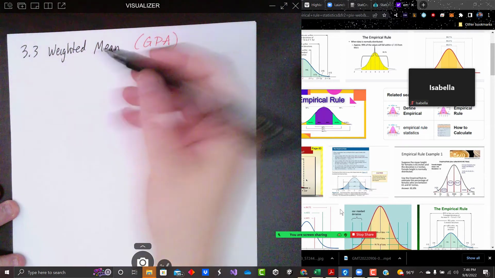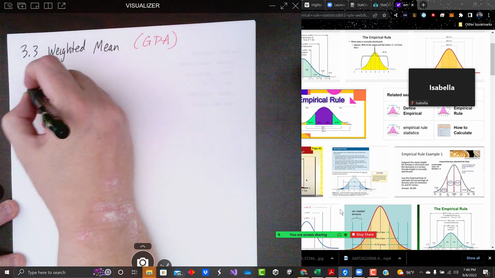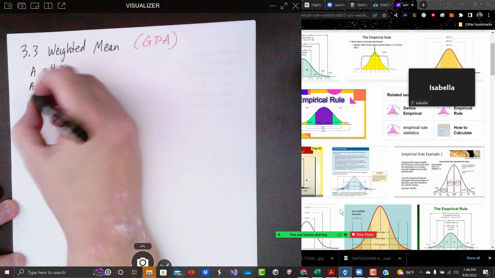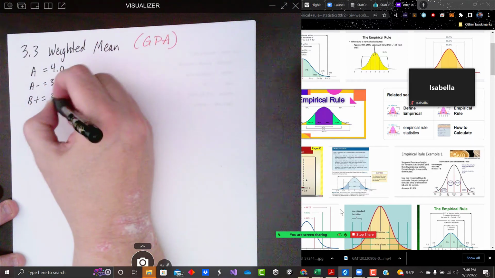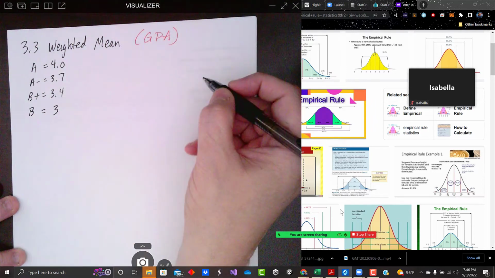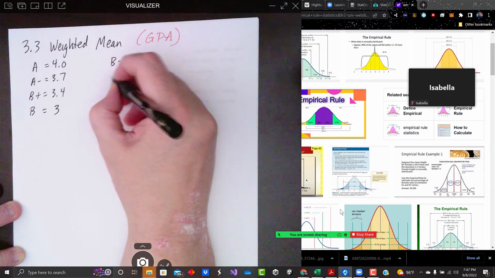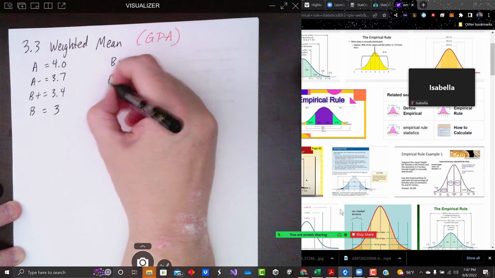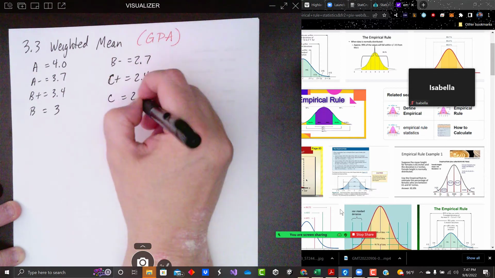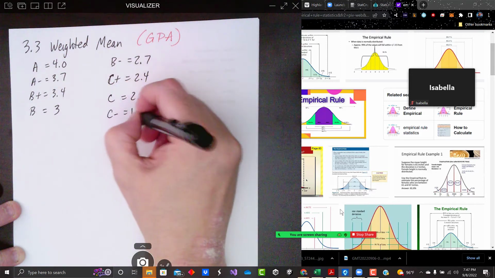So what I mean by that is an A is worth 4.0, A minus is 3.7, B plus is 3.4, B is 3, B minus is 2.7, C plus is 2.4, C is just 2, C minus is 1.7.